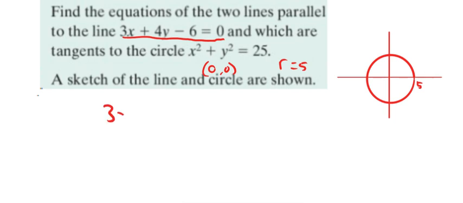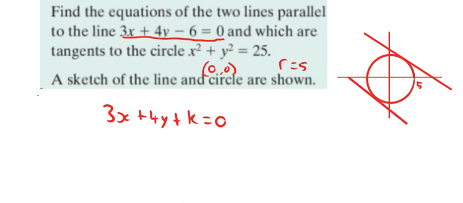So we know that it's going to be 3x plus 4y plus k is equal to 0. I'm just putting a k in there because that's the thing that we don't know. If they're parallel to that line, it has to be 3x plus 4y plus something is equal to 0. So we know that the radius is 5. If I was to draw the tangents, it doesn't really matter. I think the tangents would be about there on this one if you figure out what the slope is, but it doesn't really matter anyway.